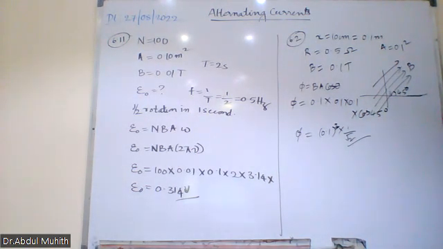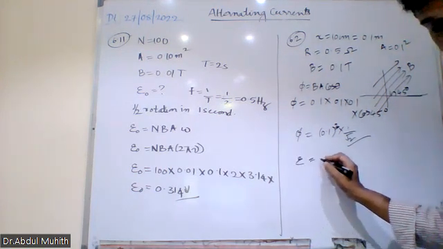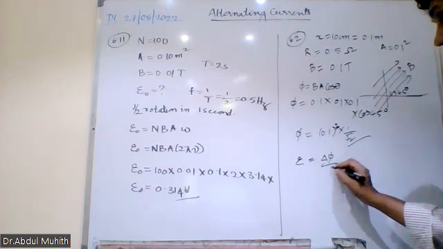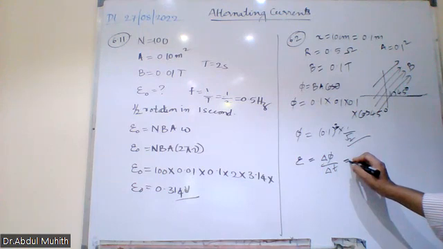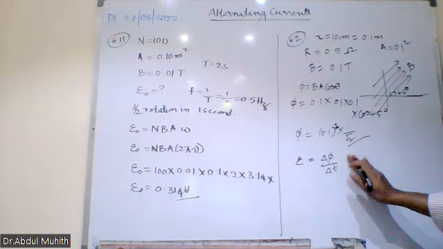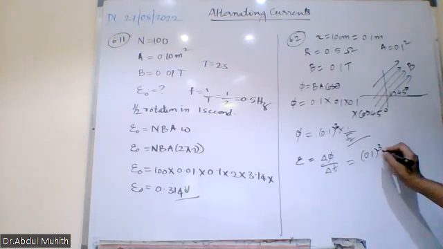Then determine the magnitude of induced EMF. What is the magnitude of induced EMF? E is equal to what? Delta phi by delta t. So delta phi is how much? Change in flux. So change in flux is 0.1 whole cube into 1 by root 2.